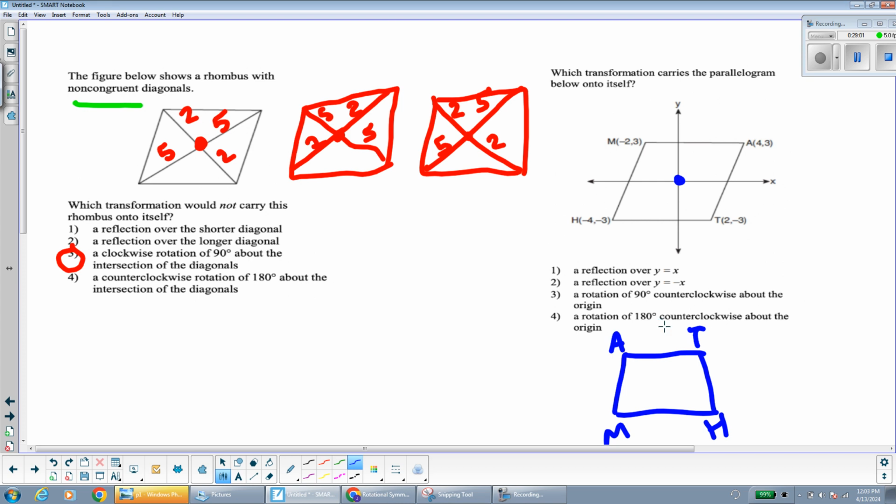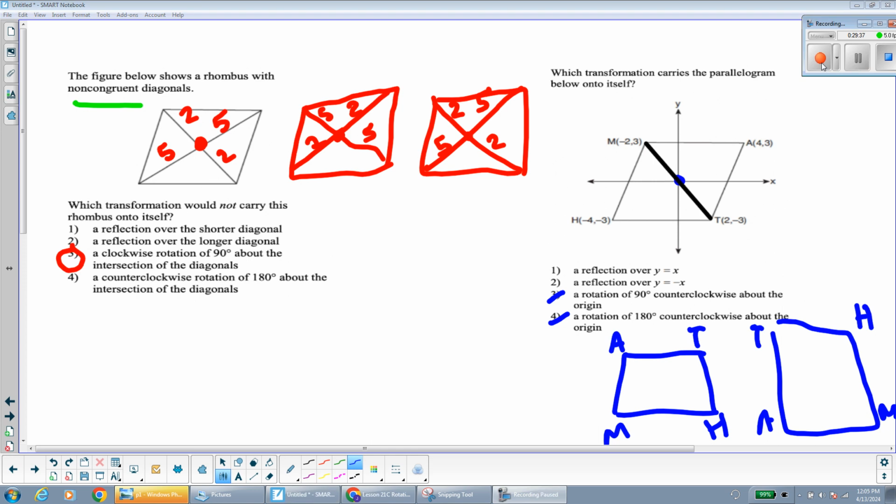But if you rotate it again 180 degrees, that would be T, that would be A, that would be H, and that would be M. Still not the same as the original. So these two definitely don't carry it onto itself. So we're between these two over here. So from here, see if you can pick the correct answer.